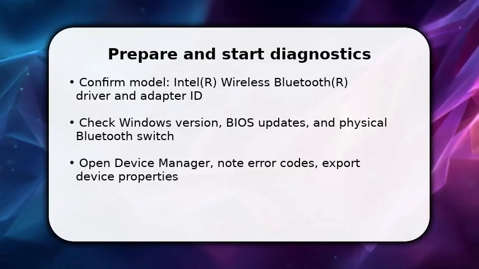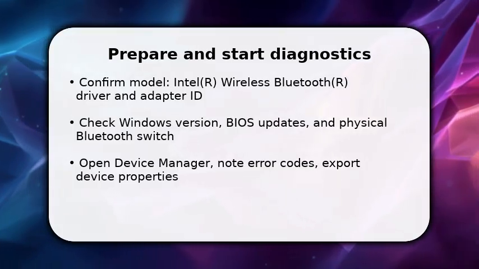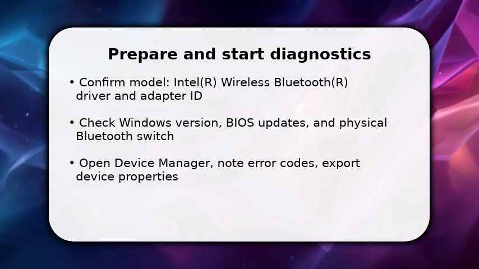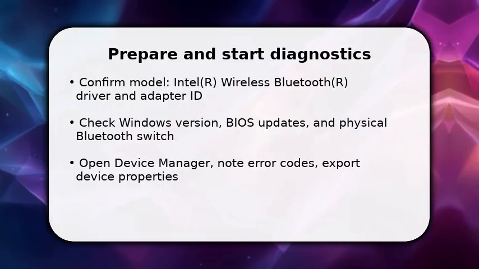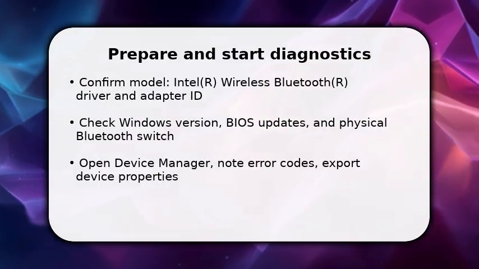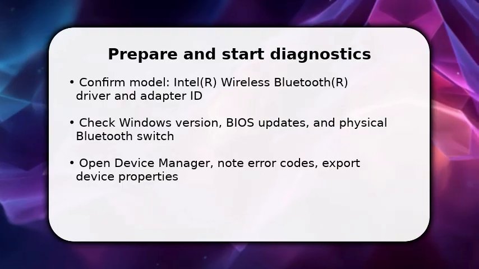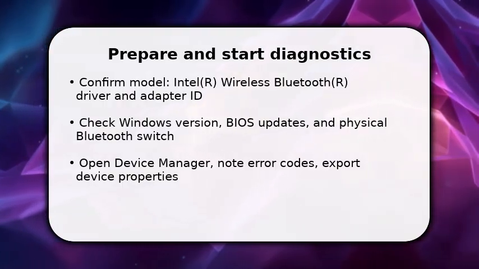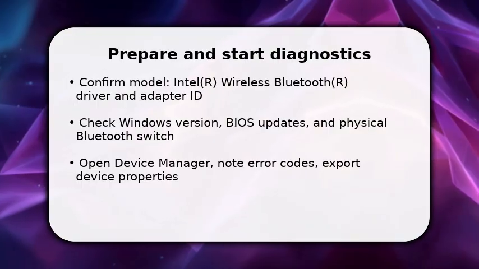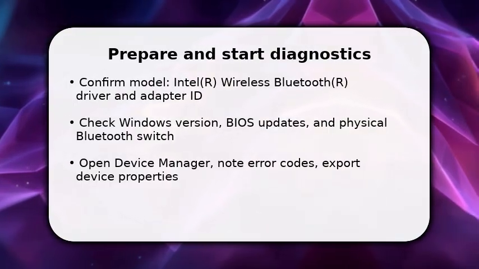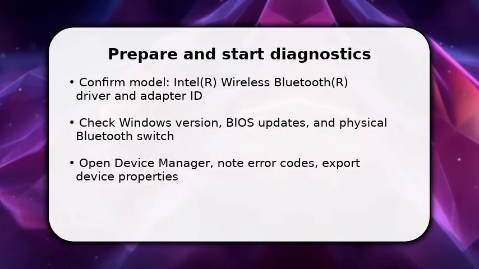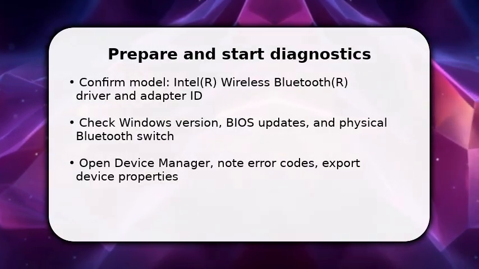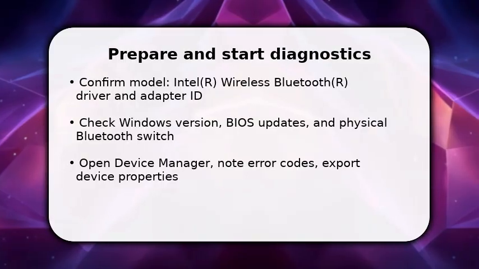You begin by confirming the exact Intel wireless Bluetooth hardware and driver version so you target fixes correctly. Open Device Manager now and capture the error code shown. Make sure Windows and BIOS are up to date and that any laptop Bluetooth hardware switch is enabled. Once done, export the device properties or take a screenshot so you don't lose details. This helps if you need to roll back or search for the precise driver package.